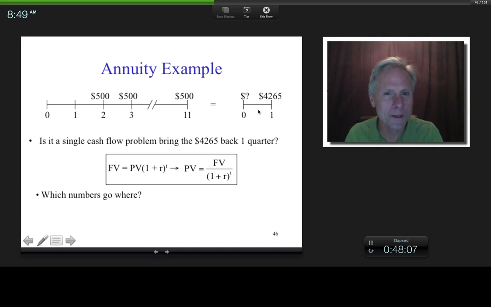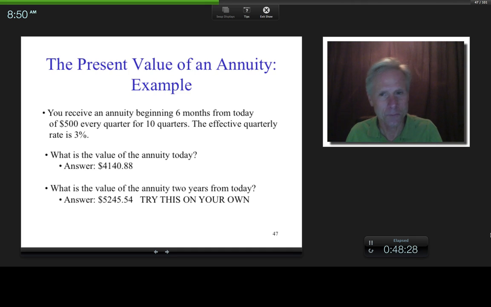Well, these are quarterly periods, so I better be working with an effective quarterly rate, so that's the 3%. What's my T? Well, how many periods am I bringing this back? I'm bringing it back one period, right? So that's a 1. So basically, it's equivalent to 41.41 at time 0. So if we go back to where we were, this is what the value of the annuity today is. What is it worth 2 years from today?